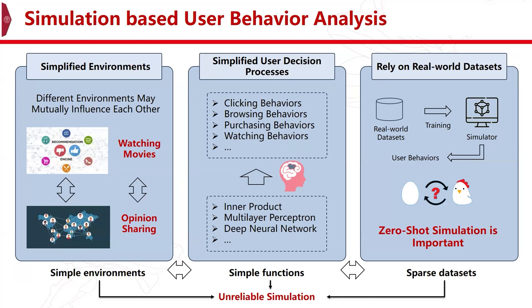The first one is that existing work usually simplifies the environments. For example, existing work mostly focused only on one scenario, for example, the recommender system or the social network. However, in real world scenarios, different user behaviors can mutually influence each other. And if we only focus on one scenario, the simulation result can be imperfect.